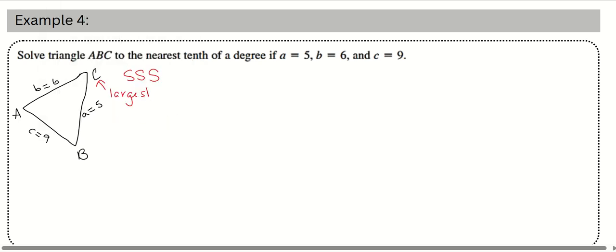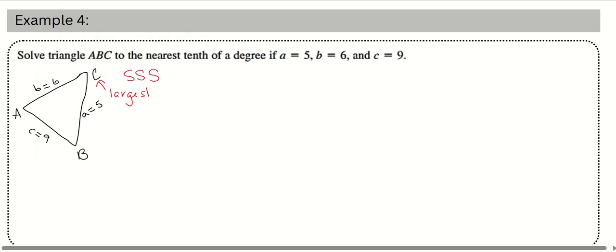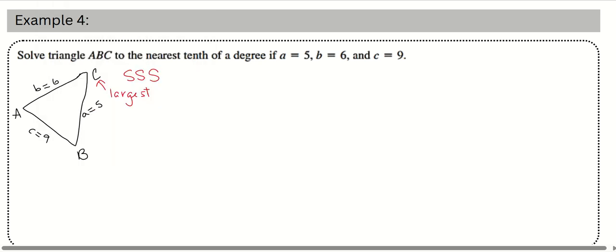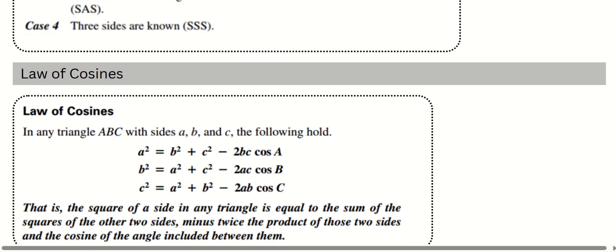So we'll start there. Again, we are only given sides, so we need to go ahead and find the angle C. Notice that if we go to our law of cosines, in order to find angle C, I'm going to need to solve for cosine C, and do it that way.